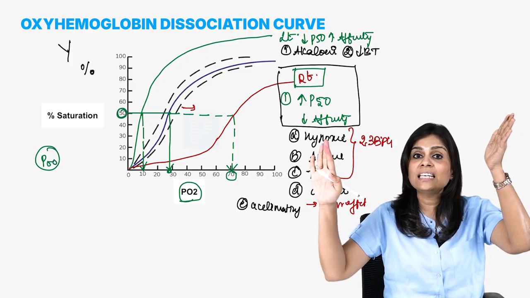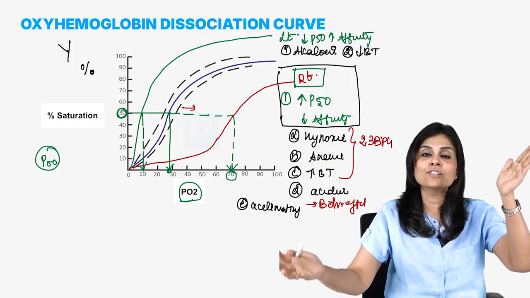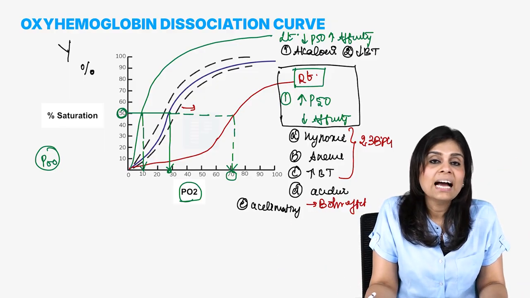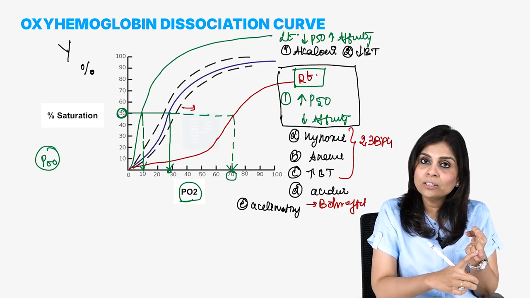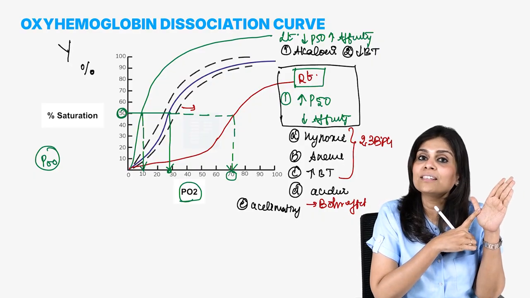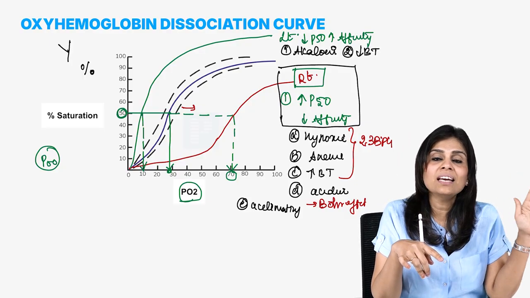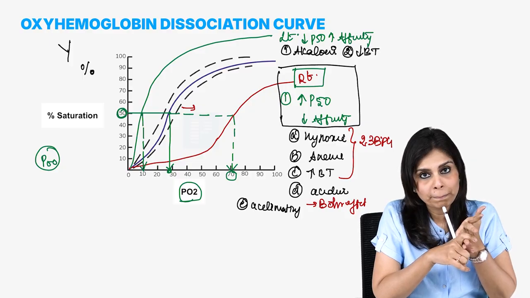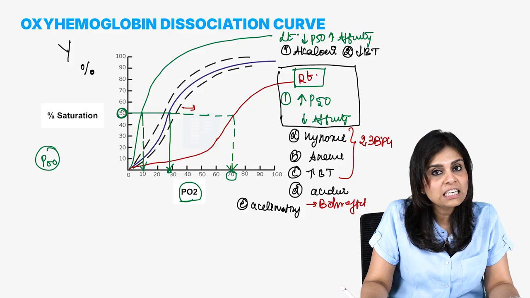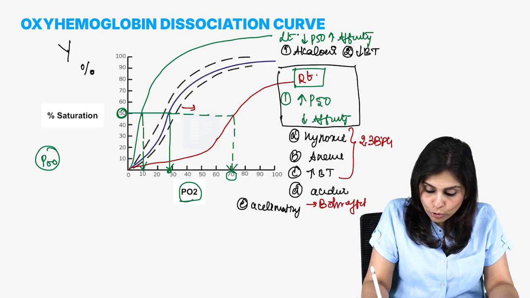Shift of the curve to the right means there is high P50 and low affinity, which will favor deoxygenation to happen to tissues. And that happens in hypoxia, anemia, increase in body temperature, acidosis, and acclimatization. Shift of the curve to the left means there is low P50 and high affinity, which happens in alkalosis and reduction in body temperature. Okay, so that's all about the oxyhemoglobin dissociation curve. And this is all I wanted you to know as far as hemoglobin and myoglobin are concerned.